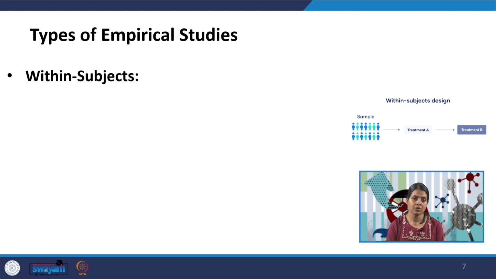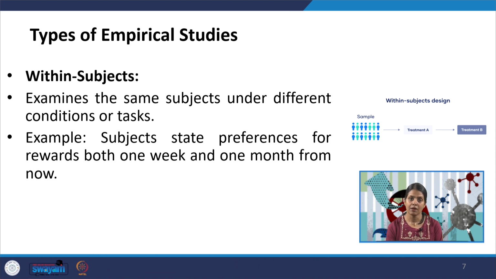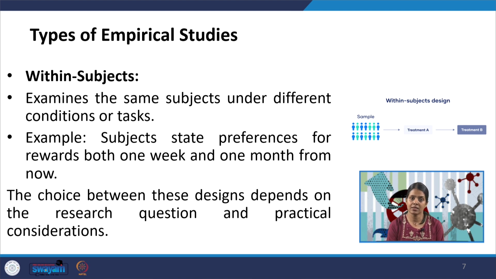On the other hand, within subjects designs examine the same subjects under different conditions or tasks. So, the same set of individuals go through different tasks or conditions. For example, subjects state preferences for rewards both 1 week and 1 month from now. The choice between these designs depends on the research question and practical considerations. So, it is primarily determined by the research agenda, how the objectives are framed and what kind of methodology suits best.